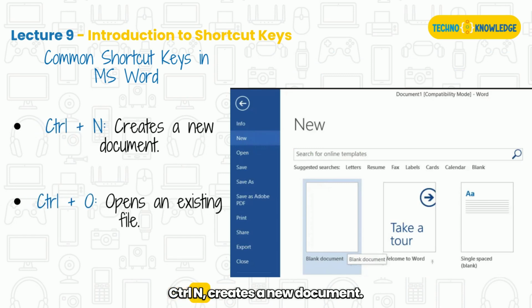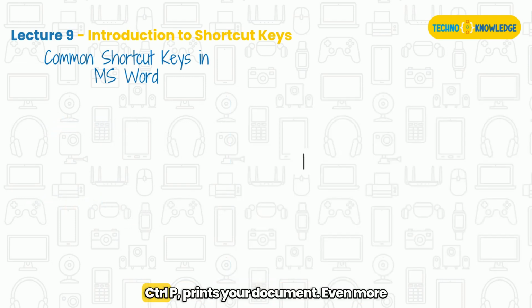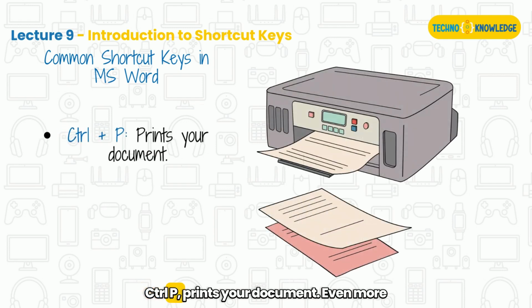Ctrl+N creates a new document. Ctrl+O opens an existing file. Ctrl+P prints your document. Even more handy keys.